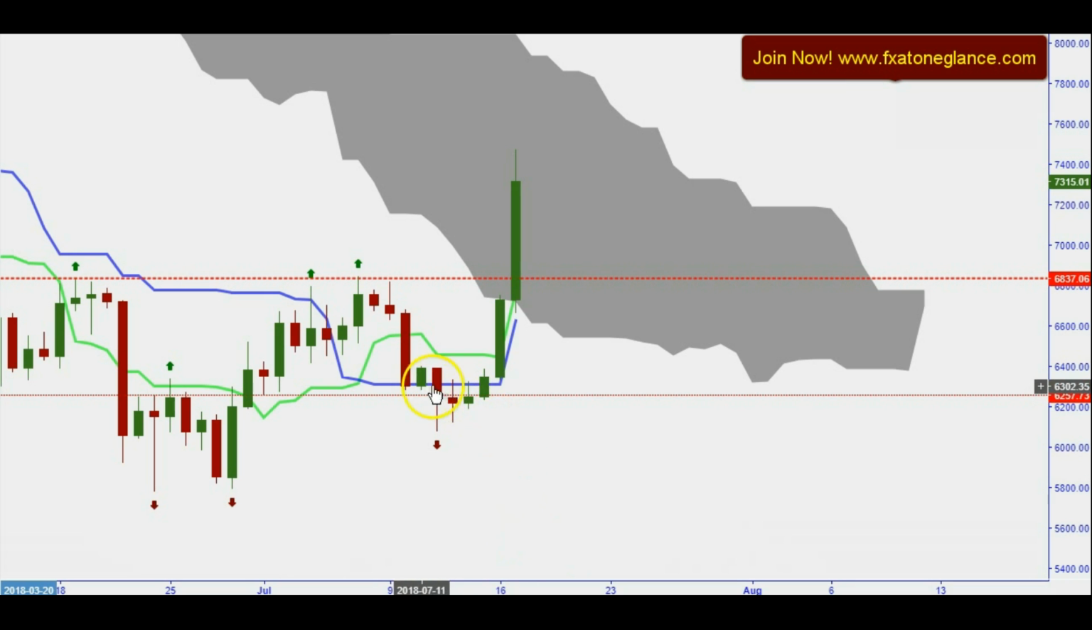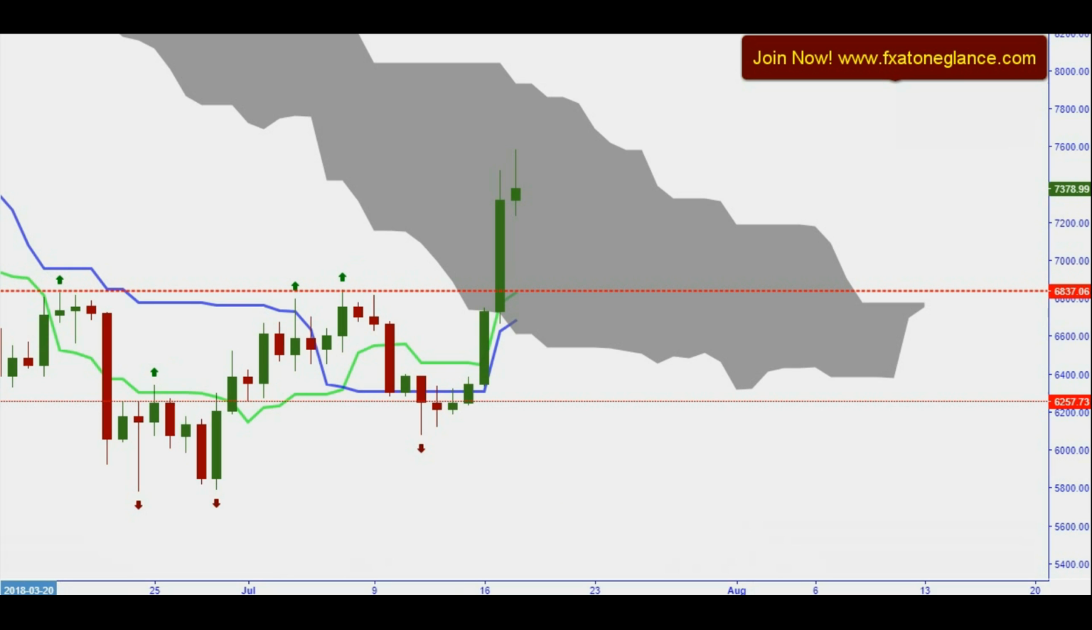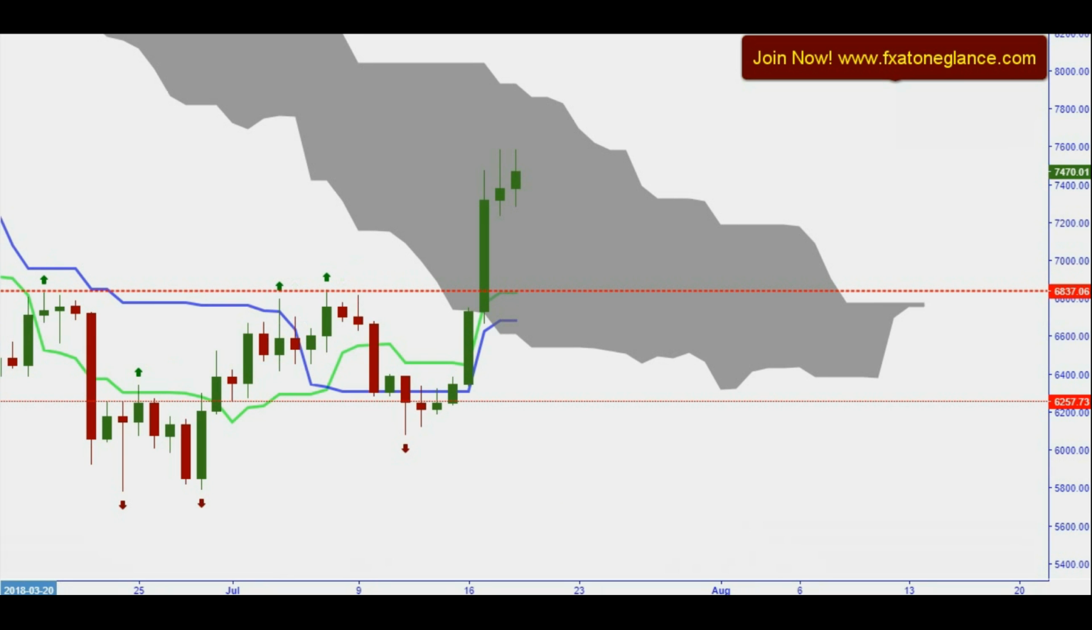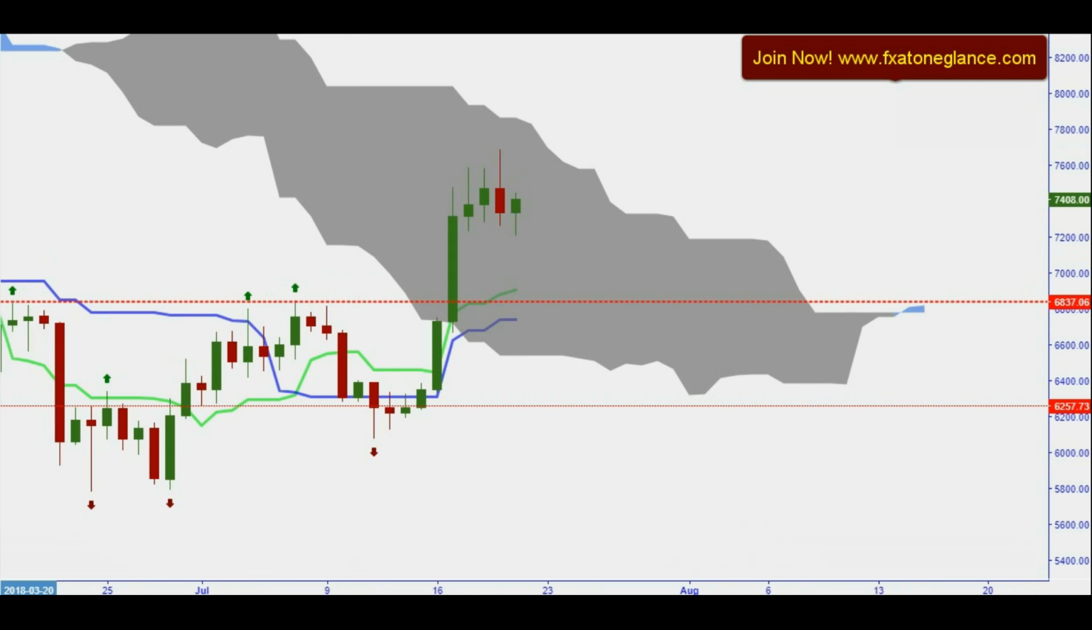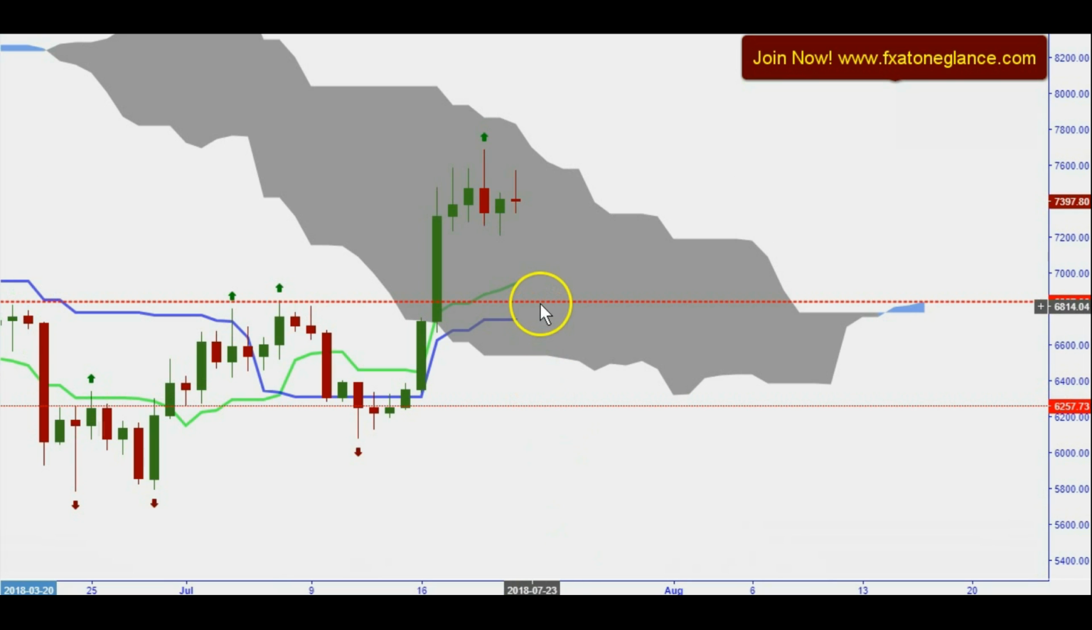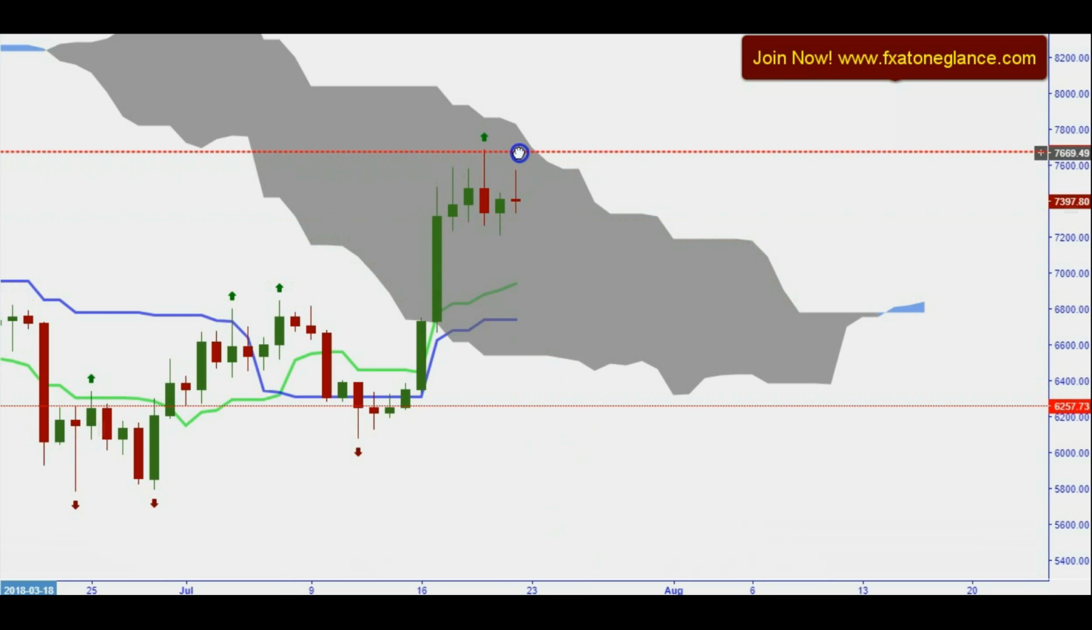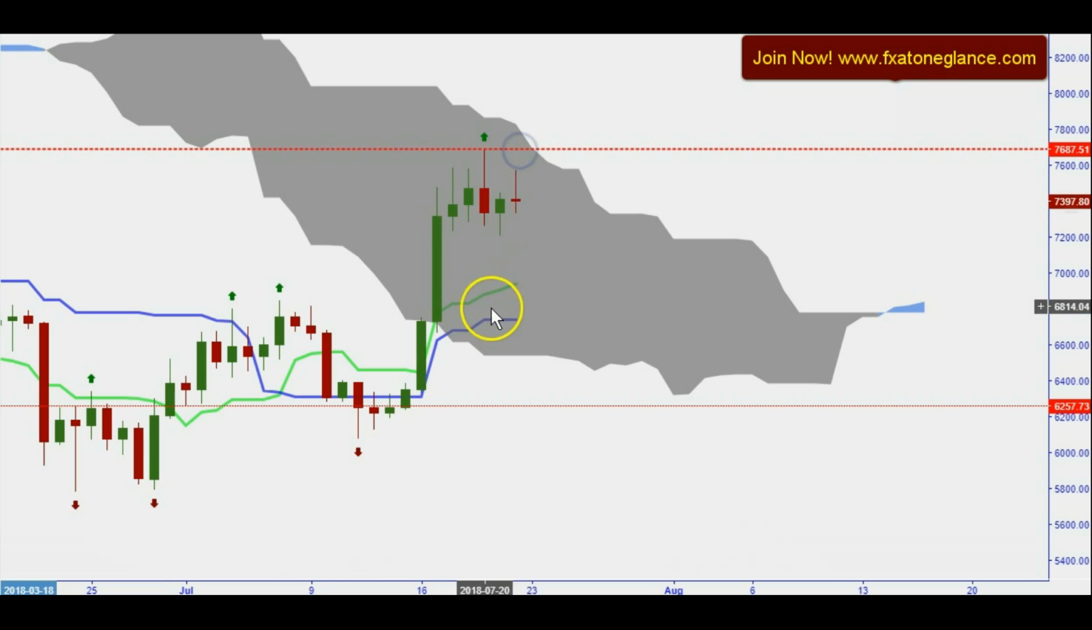I sure did send this out to all my members, though. Then you could see the market moving higher. And now you could see the next fractal. This is our next entry. But again, we're getting far from Kijunsen. It's starting to flatten out.